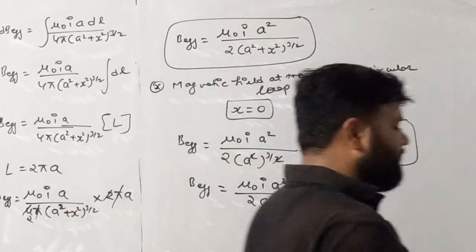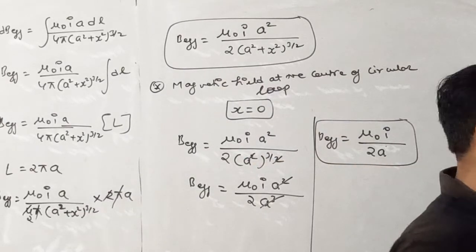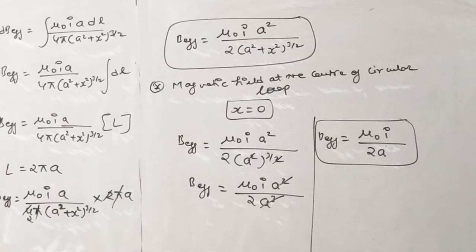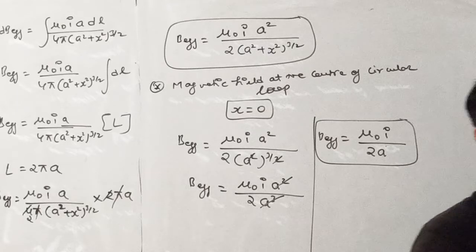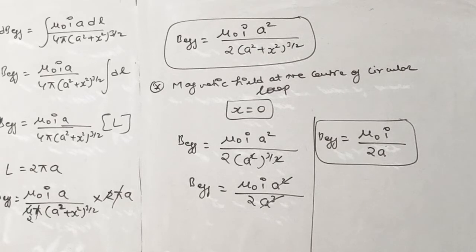This is the value of magnetic field due to the current carrying circular loop at its center, dear student. So please write down, then we'll move forward. I hope you all understand. Remember, on the axis from the center x distance apart, the value of magnetic field will be mu naught I a square upon 2 a square plus x square raised to the power 3 by 2.